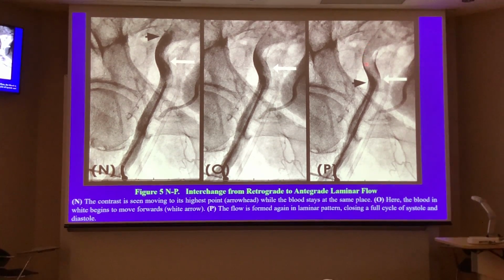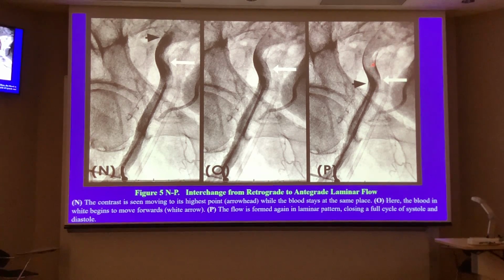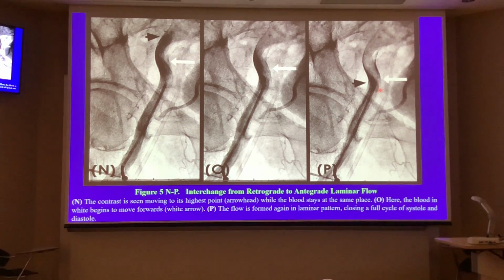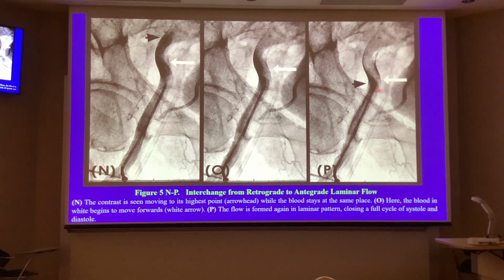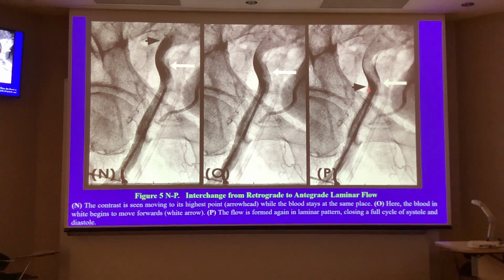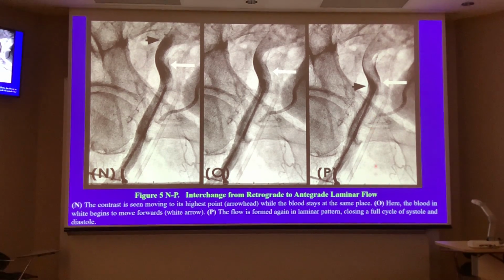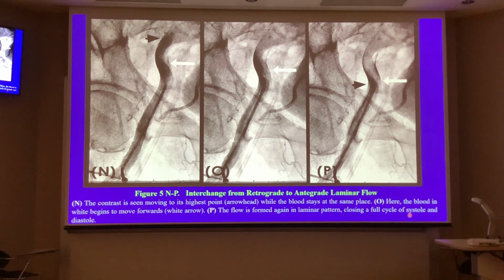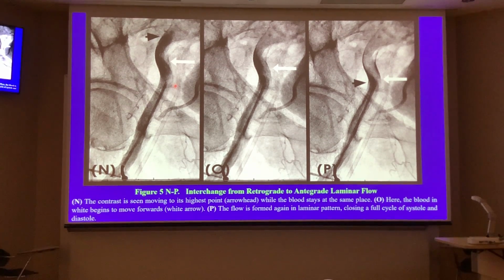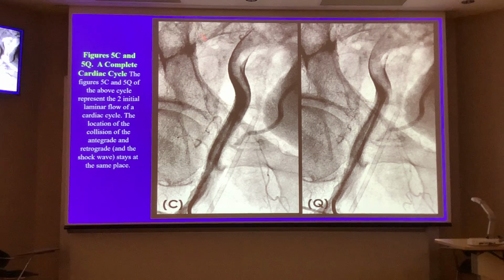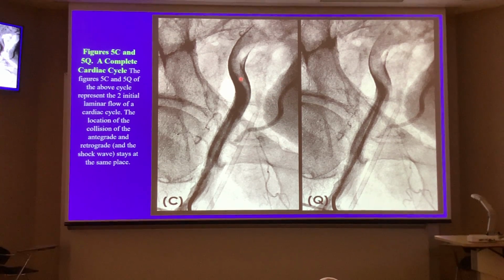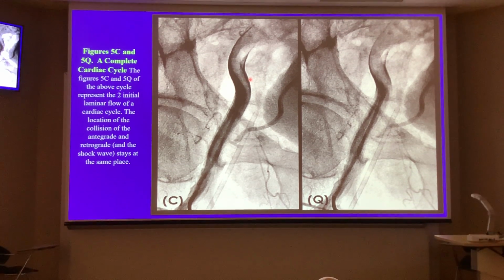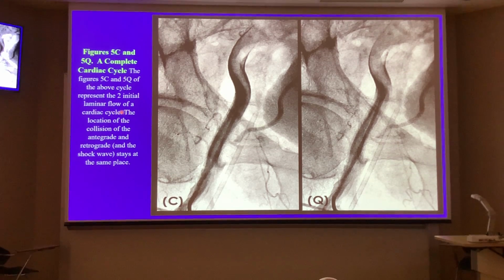And for figure P, very interesting here, the blood is forming again in a laminar pattern. Why do we know that this is laminar flow? Because this is very organized flow, and it has a pointed tip here, and it represents the closing of the full cycle of systole and diastole. For figures 5C and 5Q here, these are two examples of the complete cardiac cycle of the laminar flow.